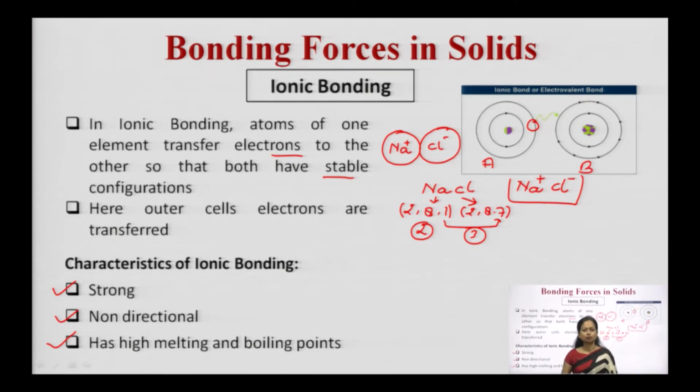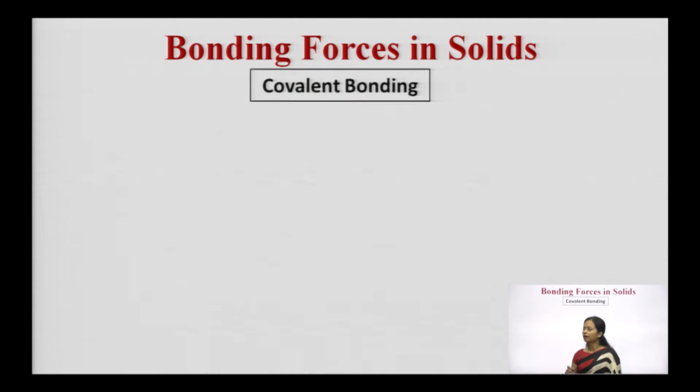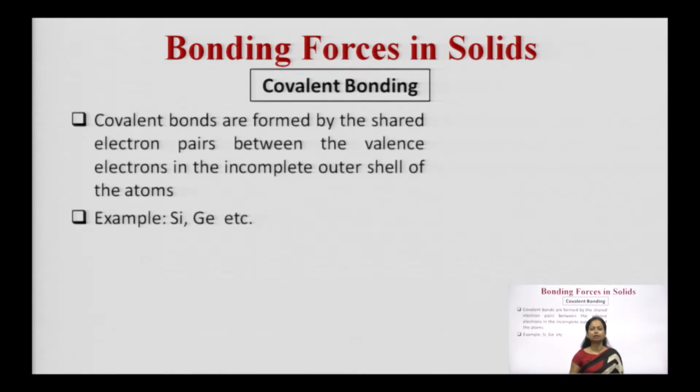Let us discuss the other one, which is covalent bonding. You are very well aware of covalent bonding because you have studied semiconductors as well. When you studied the intrinsic semiconductor, the pure semiconductor, you drew that each and every atom is surrounded by certain atoms. They form the bond by sharing of the electrons, which is known as the covalent bond. Just to revise, covalent bonds are formed by sharing electron pairs between the valence electrons in the incomplete outer shell. Examples are silicon, germanium. This is very much possible and you have studied this.